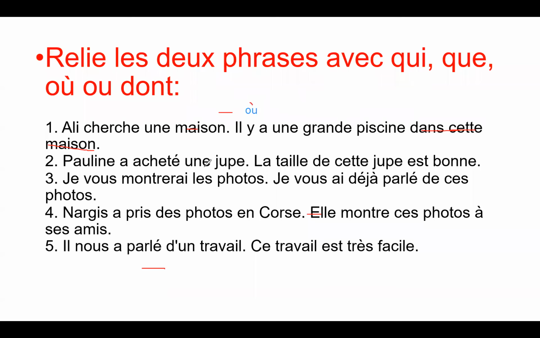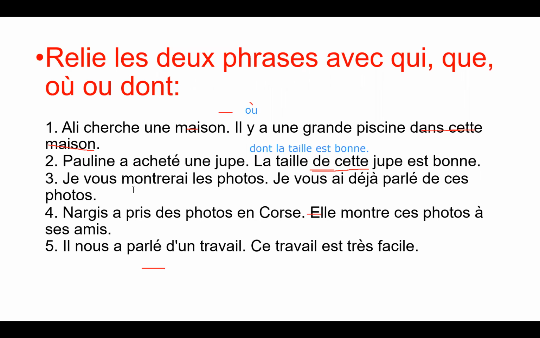Now, Pauline a acheté une jupe. La taille de cette jupe est bonne. Now here, in the second sentence, la taille de cette jupe, de is a preposition. So whenever there is a preposition, and after the preposition there is a noun or an object, we'll replace with dont. So Pauline a acheté une jupe dont la taille est bonne. La taille is the size. Pauline bought a skirt, the size of which is good.